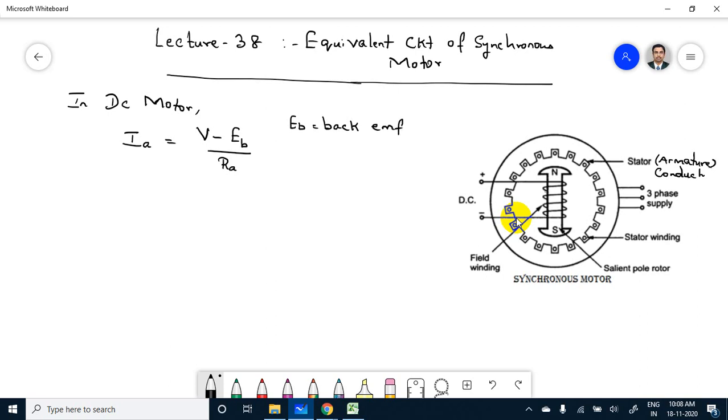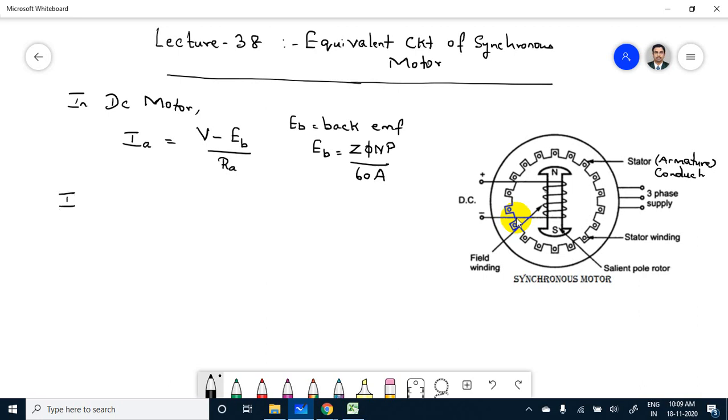The formula for back EMF EB in a DC motor: EB equal to Z phi N P by 60 A. Z is the number of armature conductors, phi is the flux, N is the number of turns, P is the number of poles, divided by 60 into A, where A is the area of cross section.